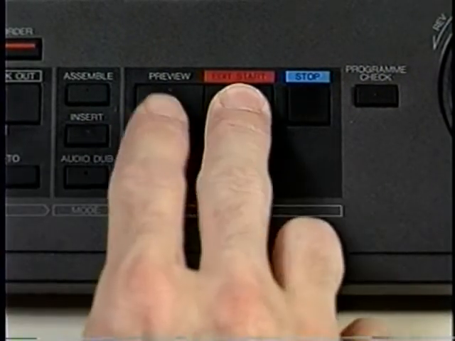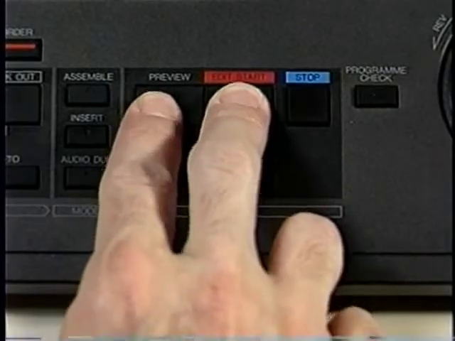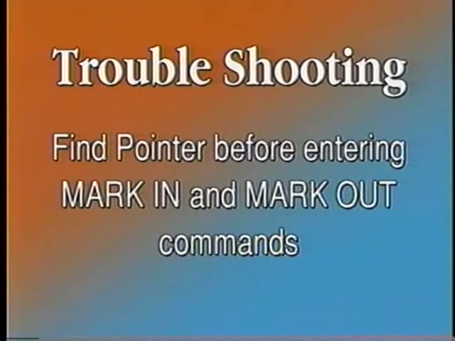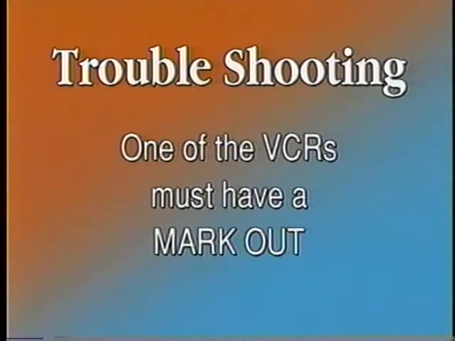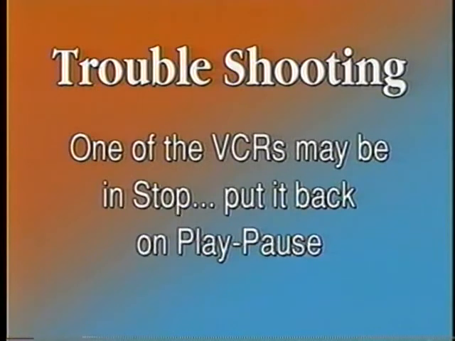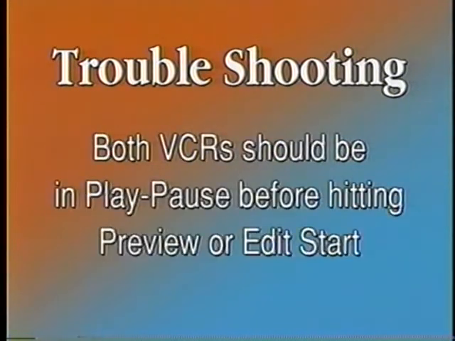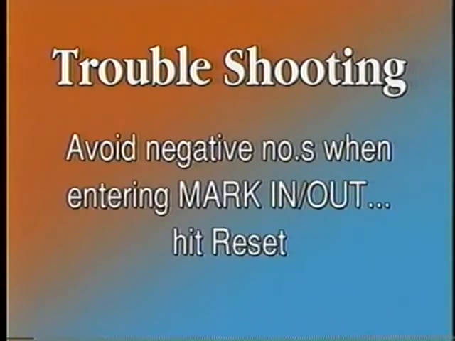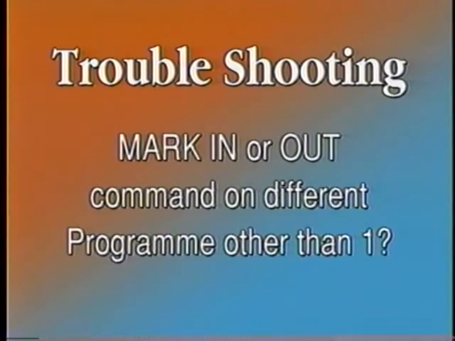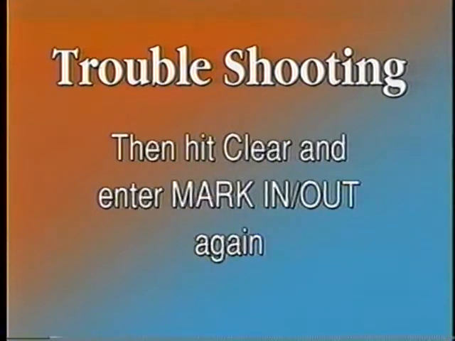If the VCRs don't seem to do what you want them to do, here are a few troubleshooting tips. Be sure you see your pointer when you enter mark in and mark out points. Make sure at least one of the VCRs has a mark out point. Maybe one of the VCRs has shut down and needs to be on play pause. Be sure both VCRs are paused when you hit preview or edit start. Avoid negative numbers. Hit counter reset and start over. Check to see if you accidentally entered a mark in or mark out on a different program other than program number one. If you did, hit the clear button and start over.